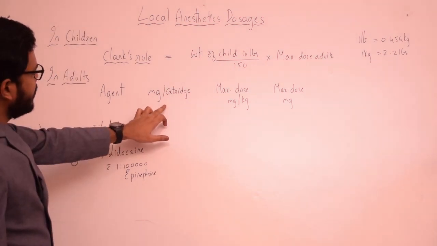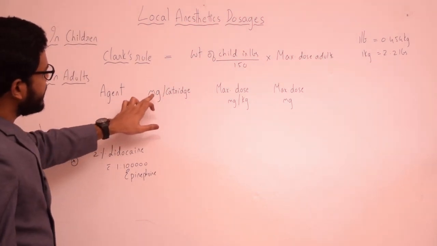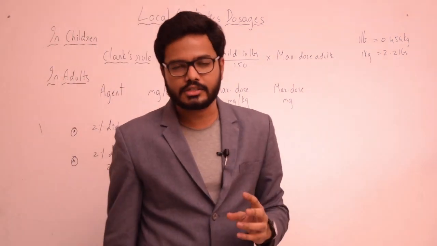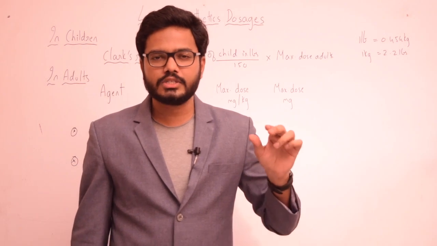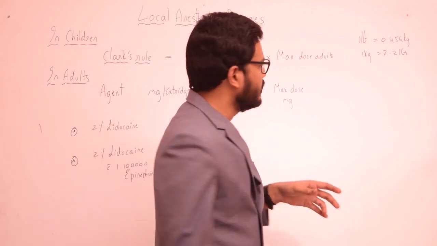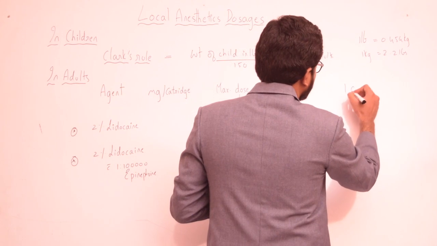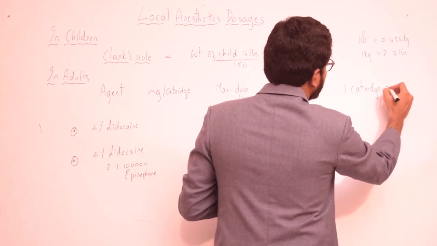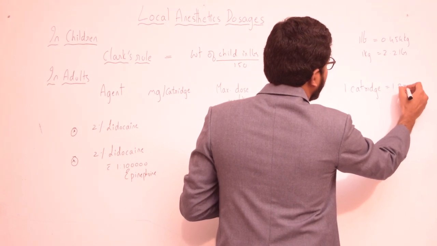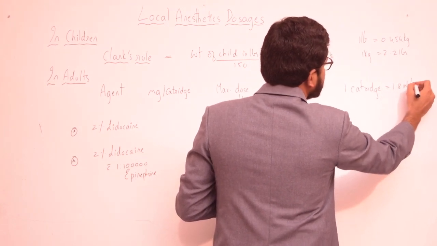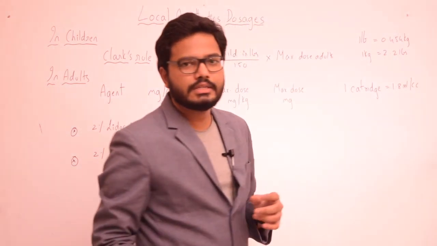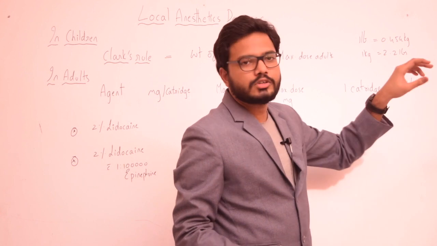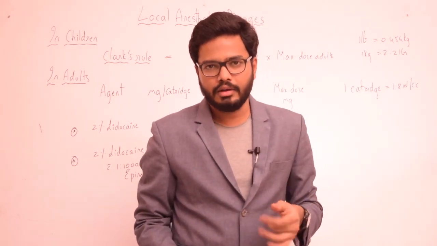First of all, the amount of lidocaine in milligrams that's present in a cartridge depends upon the volume of the cartridge. A cartridge is a device which contains a local anesthetic solution. The volume of one cartridge is approximately 1.8 ml or cc. Both are the same, 1 cc is equal to 1 ml. So one cartridge has a volume of approximately 1.8 ml or cc.